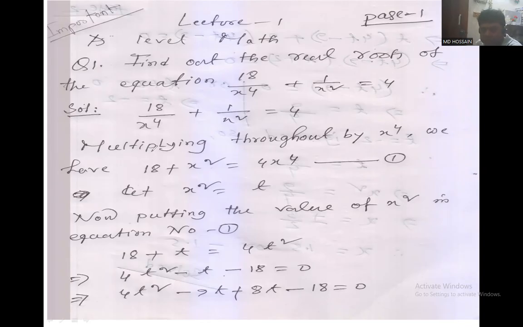What is the equation? The equation is here, you can see: 18 divided by x to the power 4 plus 1 divided by x squared equal to 4. This is the equation. We have to find the root. Now the question is, what is a root?